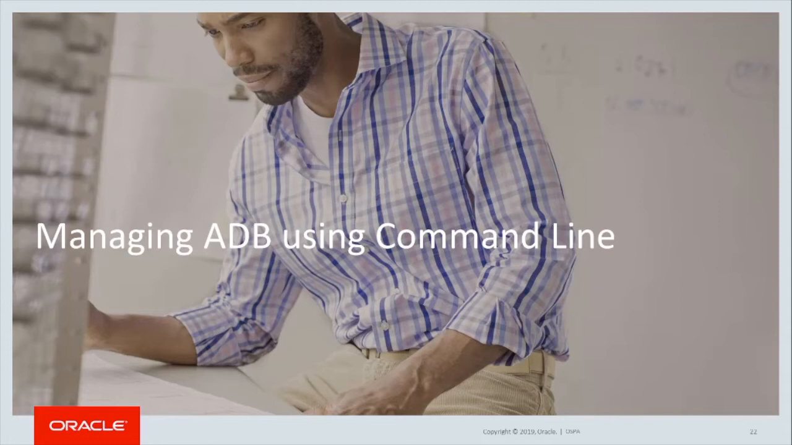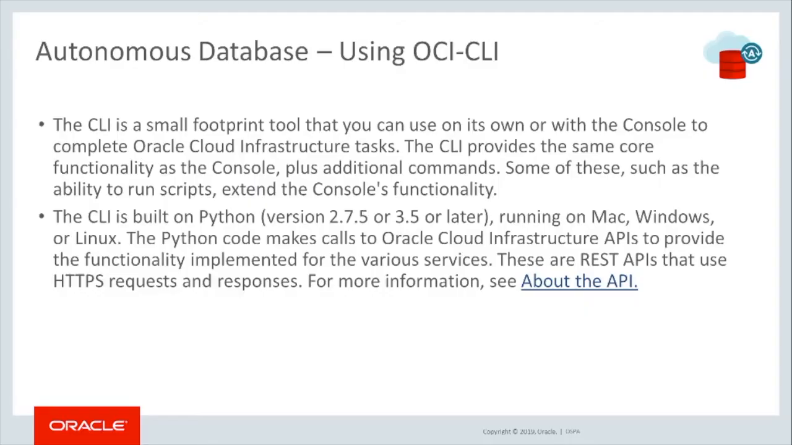Now let's look at how to manage the database using command line. The CLI is a small footprint tool that you can use on its own or with the console to complete Oracle Cloud Infrastructure tasks. The CLI provides the same core functionality as the console, plus additional commands. Some of these, such as the ability to run scripts, extend the console's functionality. The CLI is built in Python, version 2.7.5 or 3.5 or later, running on Mac, Windows, or Linux. The Python code makes calls to the Oracle Cloud Infrastructure APIs to provide the functionality. These are REST APIs that use HTTPS requests and responses.